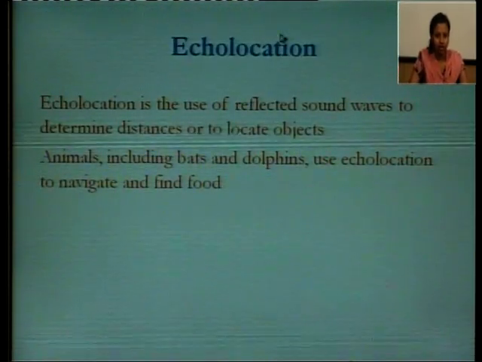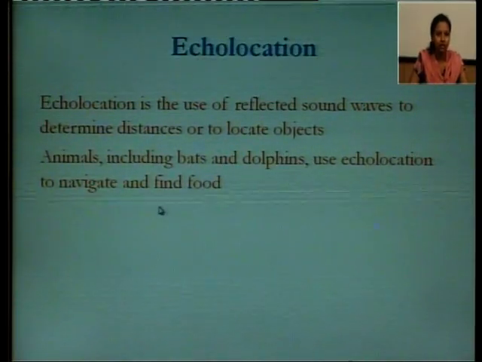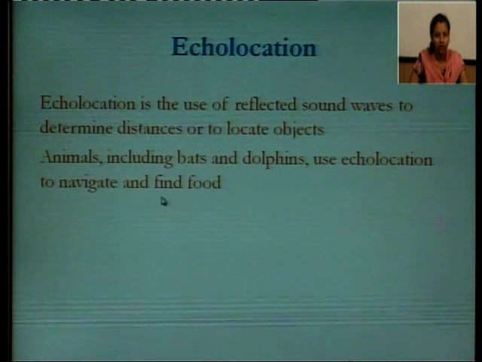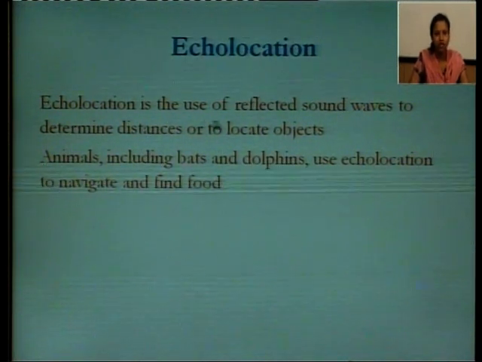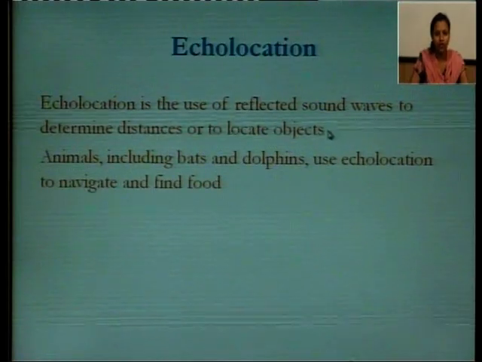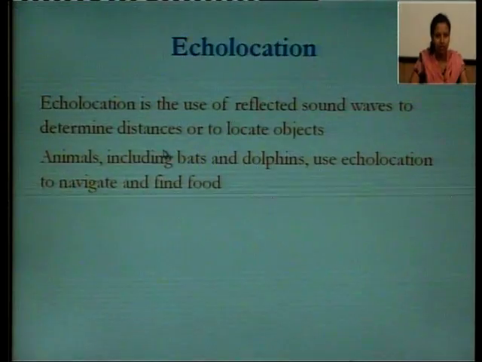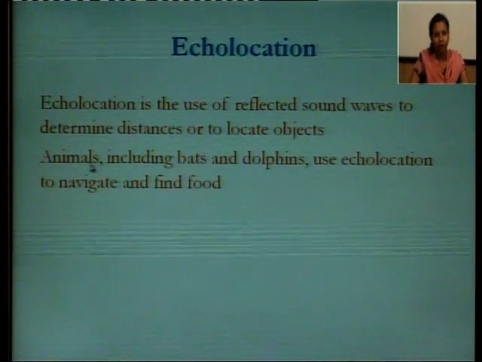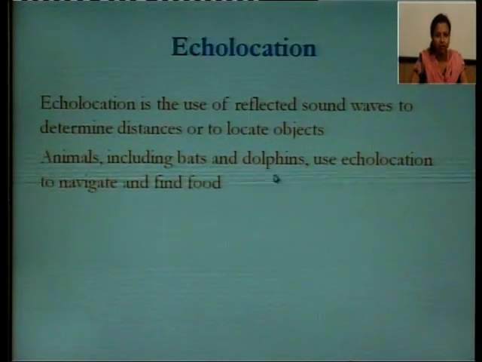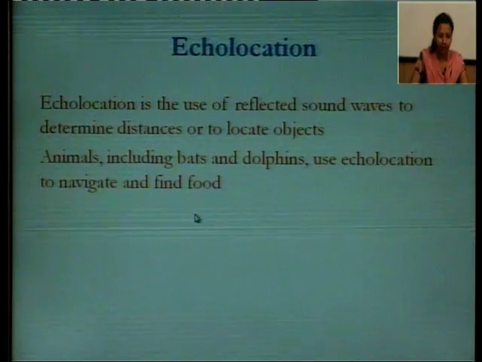Next is echolocation, which is used by bats to navigate and to find food. Echolocation is the use of reflected sound waves to determine distance or to locate objects. Animals like bats and dolphins use echolocation to navigate and to find food.